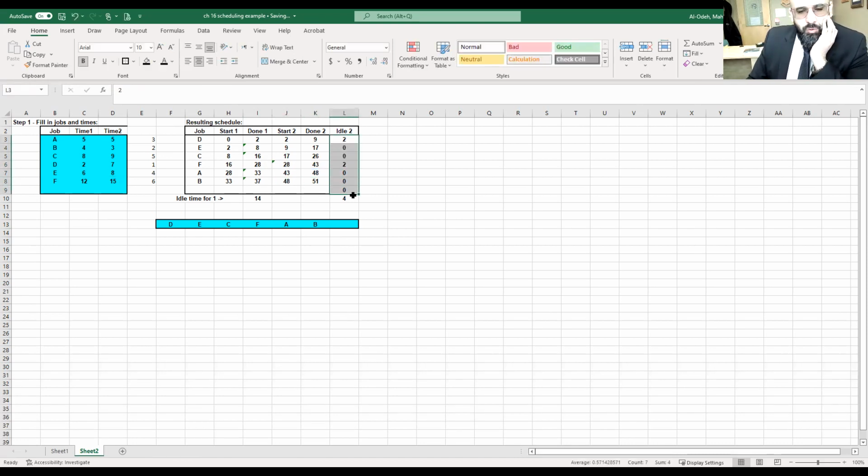As you see, we have only 4 days as an idle time. That would be 1 at the beginning and 1 on job F. And now also the idle time for work center 1 would be the difference between 37 and 51, which would be 14 days as the idle time for work center 1. And that would be the Johnson's rule for scheduling jobs when we have 2 machines or 2 work centers. I hope this is helpful. Please let me know if you have any questions.